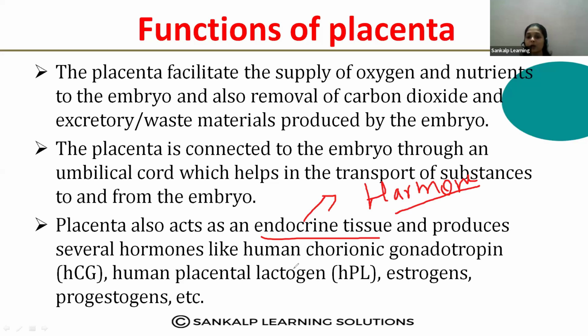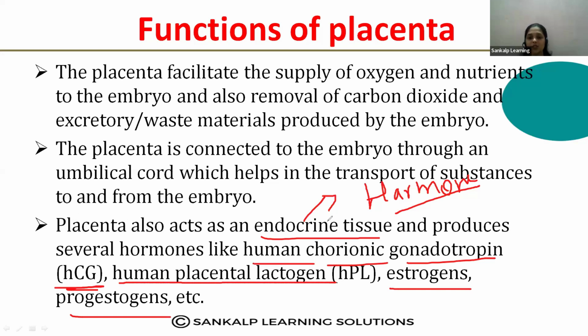So here, which hormones are produced by the placenta? This is also important. Several hormones like HCG. What is the full form of HCG? Human chorionic gonadotrophin hormone is produced by the placenta, and human placental lactogen, HPL, and estrogen, progesterone. These hormones are all produced by the placenta. So it acts as an endocrine tissue.